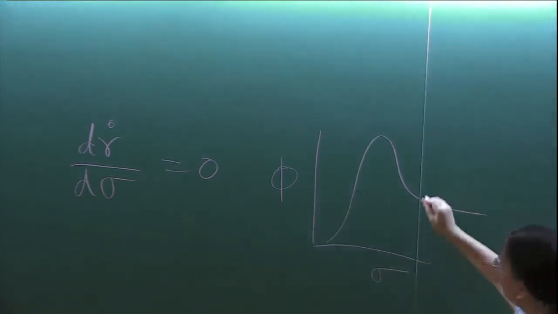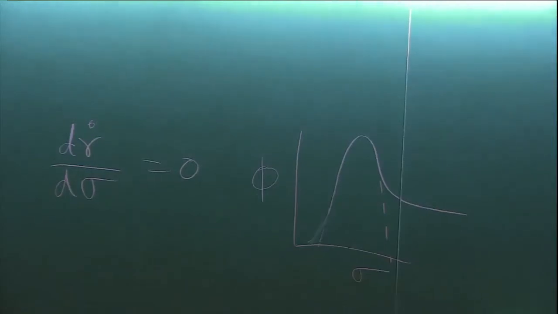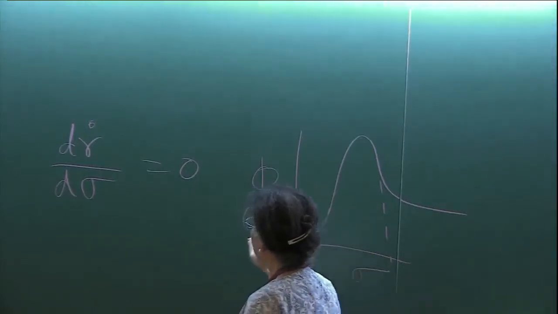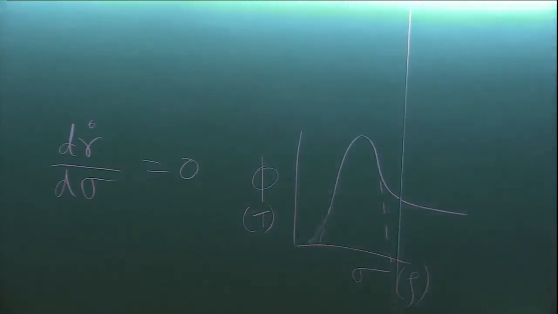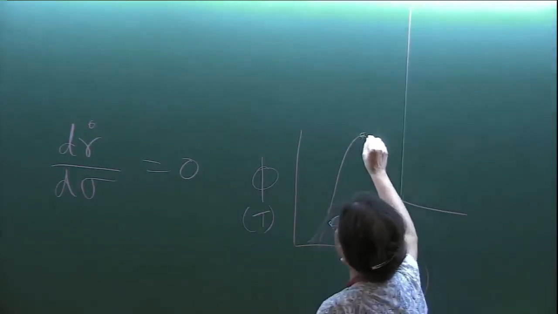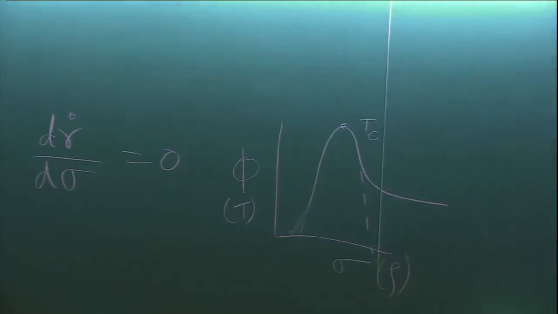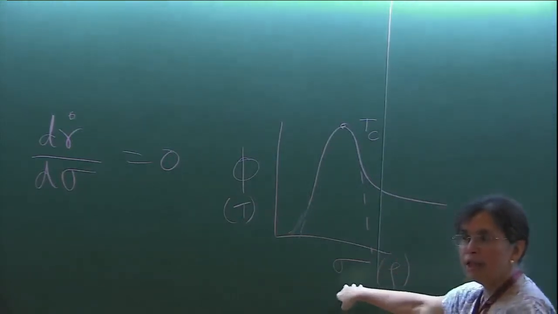This part is weird. If I replace this by temperature and this by density, giving you all kinds of hints, this is TC of liquid gas, right?